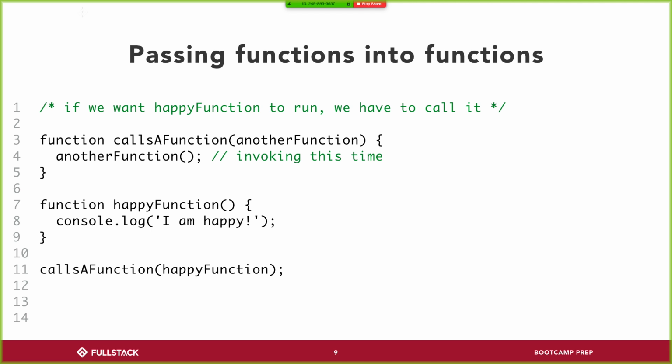What that function does is defined on line 7 here, or on line 8. It logs I'm happy. So when we call it, even though its name is different, it's not called happy function anymore. It's called another function. Another function just points at the happy function, so it's still calling that same function. It just has another name now, another variable that it's referred to as.